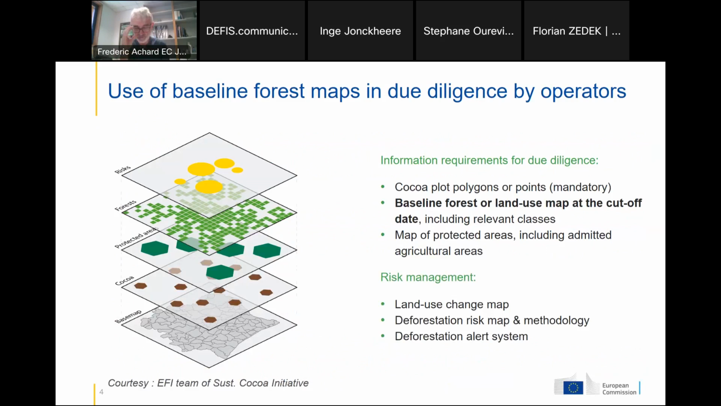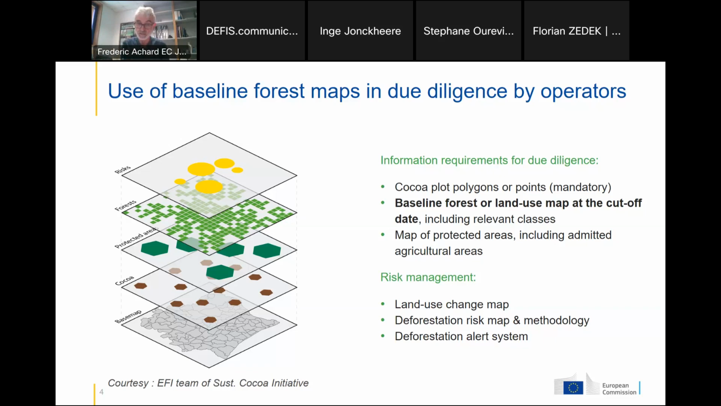Also, to give a bit more detail on how baseline maps, what we call baseline forest maps, could be used in the regulation: the operators, so the private operators, the companies which will provide these key commodities, there's a list of seven commodities, like soy, cattle, cocoa, coffee, palm oil, rubber, wood, and probably I forget one. Once these seven commodities are provided to the EU market, they will have to be deforestation free, and forest degradation free.